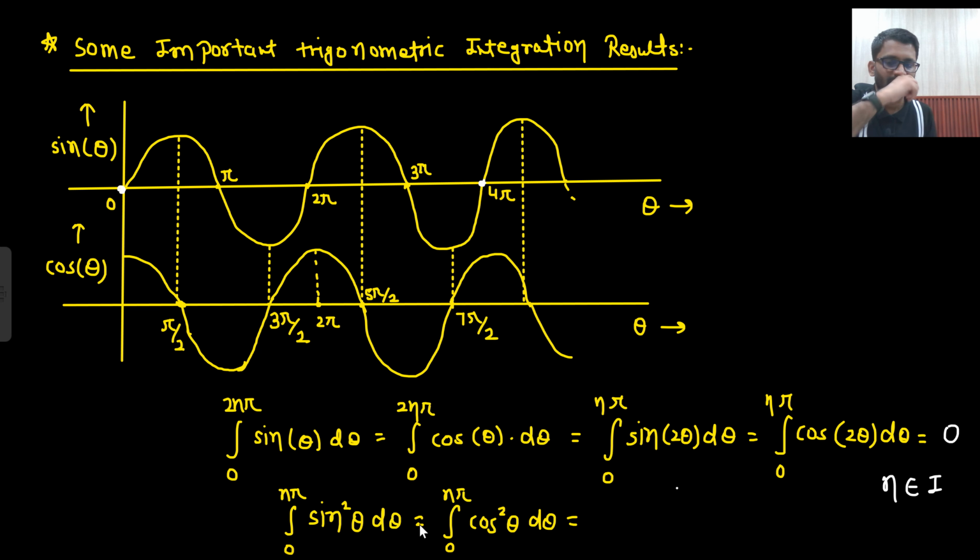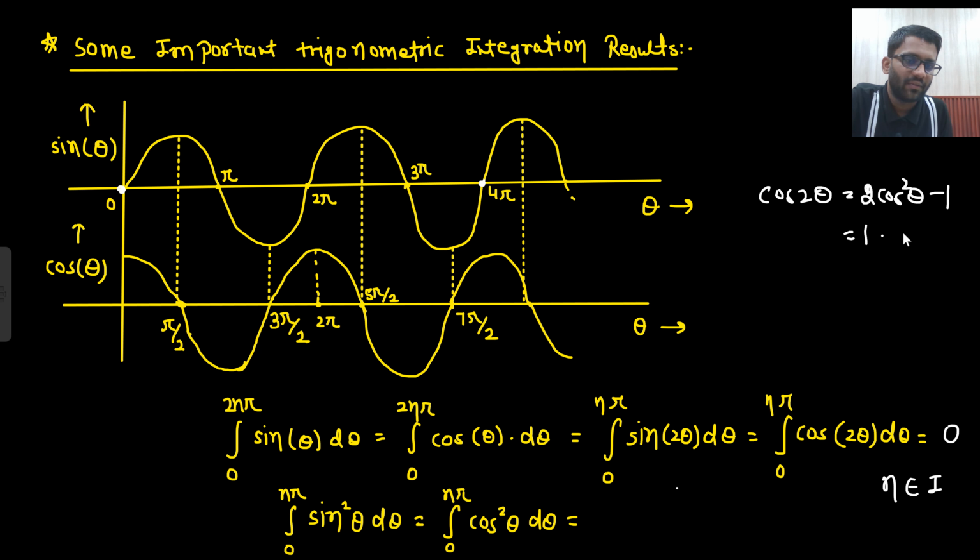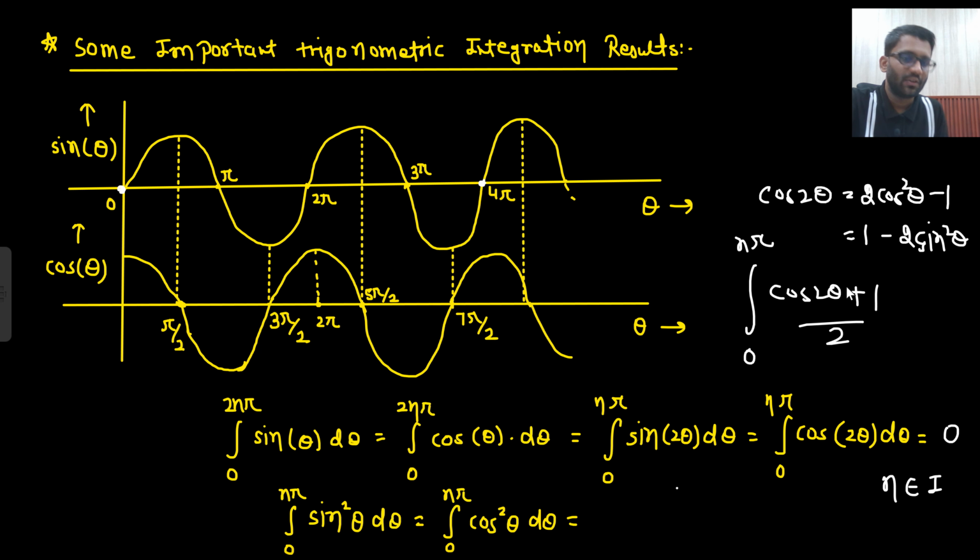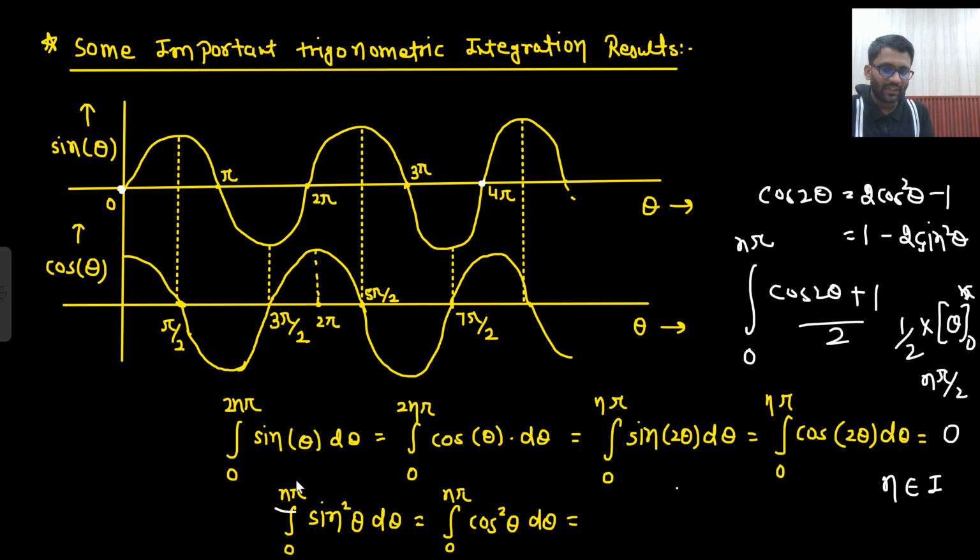Now, what will be the value of this? What do you think? That I have already told. What is the value of cos 2 theta? That is 2 cos square theta minus 1 and 1 minus 2 sin square theta. So cos square theta can be replaced with (cos 2 theta plus 1) by 2, and you are taking the integration from 0 to n pi. So from 0 to n pi, this will go to 0, and only 1 by 2 will be remaining. So 1 by 2 into d theta, 0 to n pi. So what answer will you get? n pi by 2. So whatever the limit that you have here, just put n pi by 2 there.